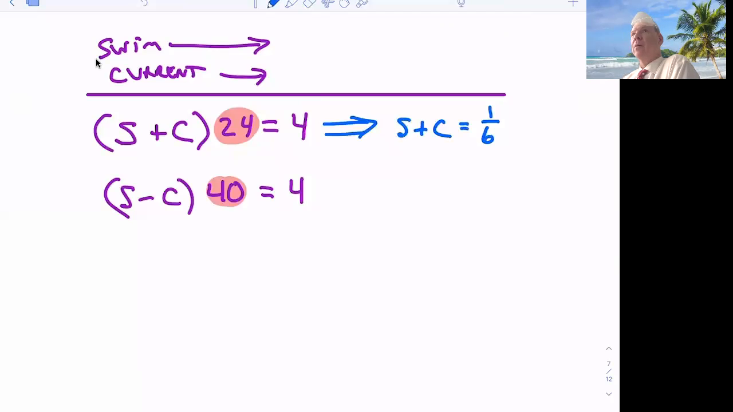1/6. Now, how did I get that? 4 divided by 24. And if I'm not mistaken, if you did that on your calculator, it would be like 0.166666, right? All right, now over here, you would be S minus C equals 1/10.